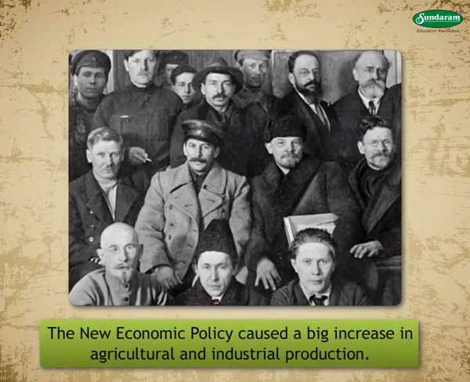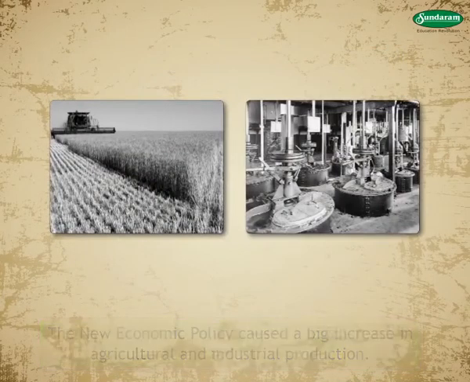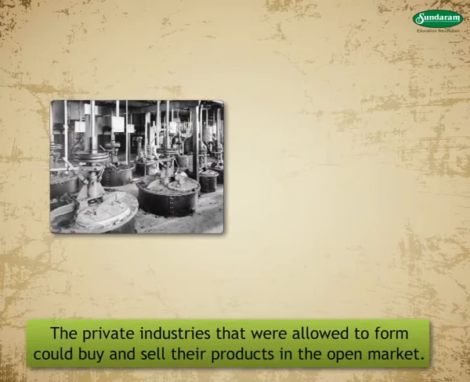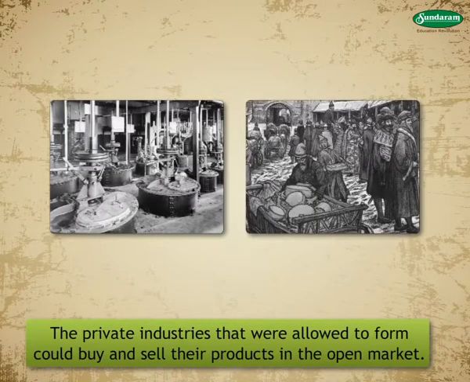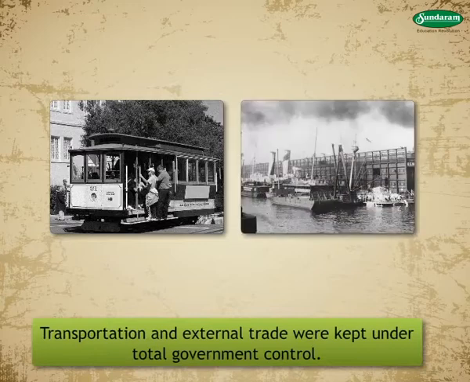The new economic policy caused a big increase in agricultural and industrial production. The private industries that were allowed to form could buy and sell their products in the open market. However, transportation and external trade were kept under a total control of the government.